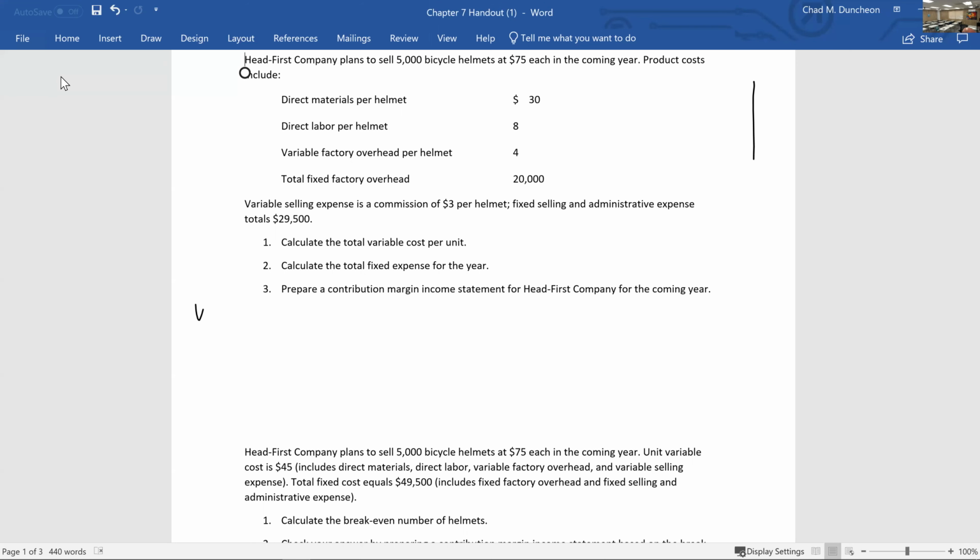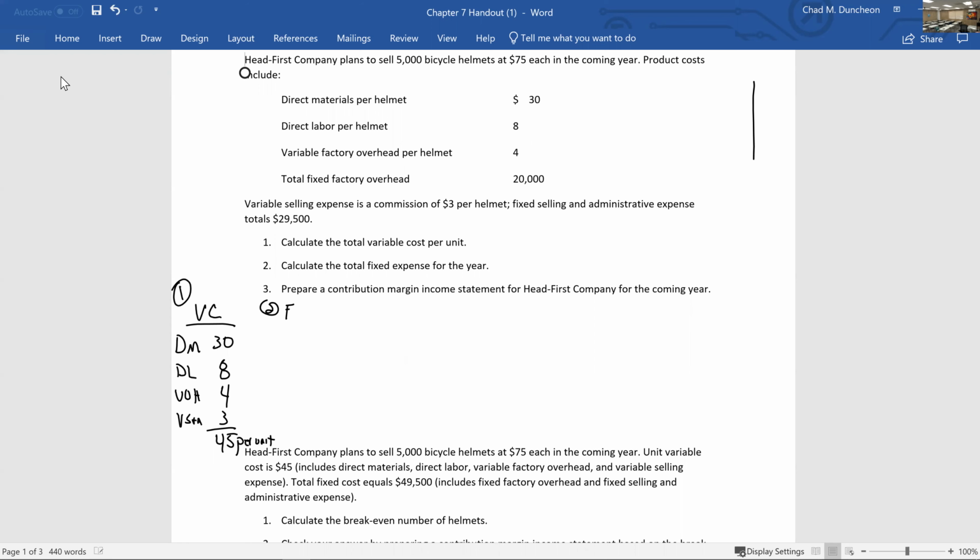All right. So first, number one, says calculate the variable cost per unit. Well, our direct materials are 30. That's a variable cost. Direct labor is 8. The variable overhead is 4. And our variable selling and admin is 3. We go through and add up all those different variable costs. They add up to $45 per unit.